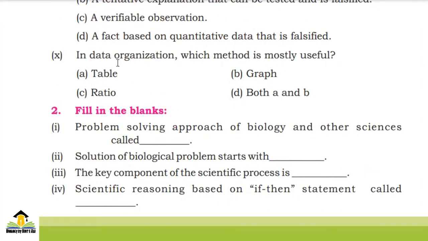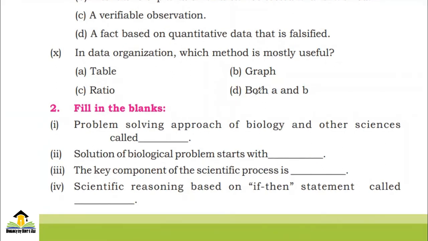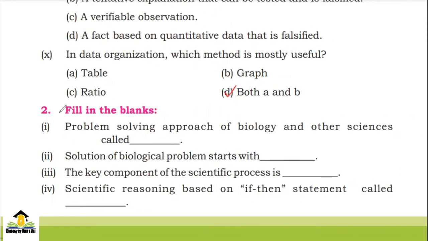MCQ number 10. In data organization, which method is mostly useful? A. Table, B. Graph, C. Ratio, D. Both A and B. The right answer for this MCQ is D. Both A and B.